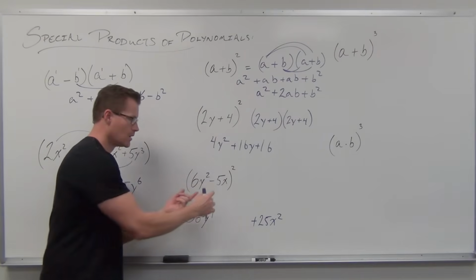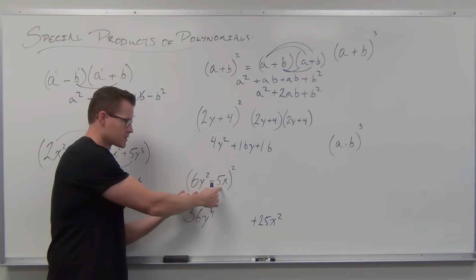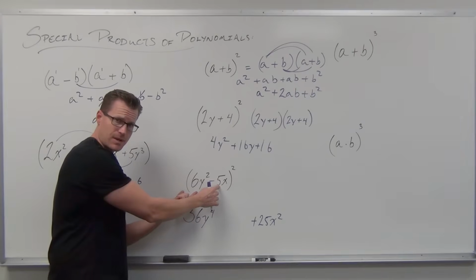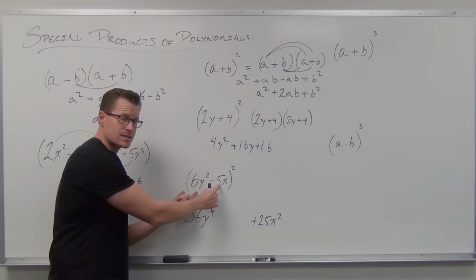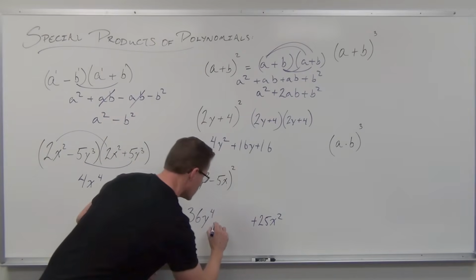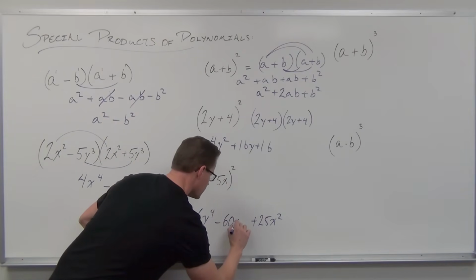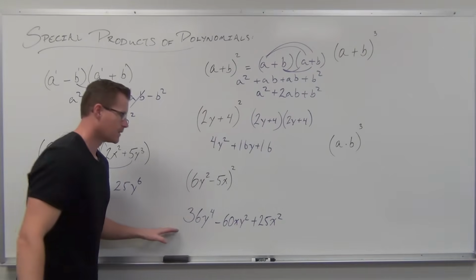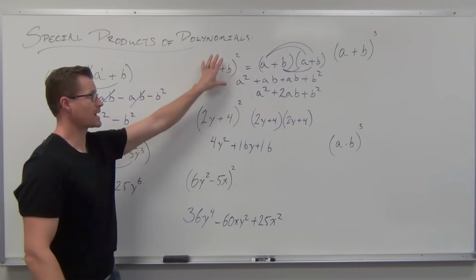In the middle, multiply these two. So that's negative 30. Notice how it's a minus now. Negative 30xy squared times 2. That's negative 60xy squared. That will be the final answer, using the exact same technique.